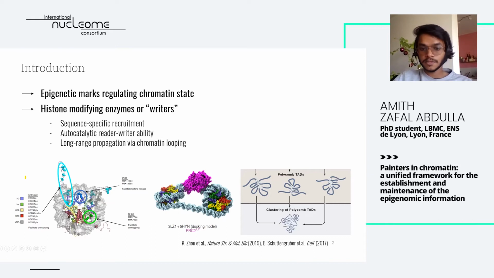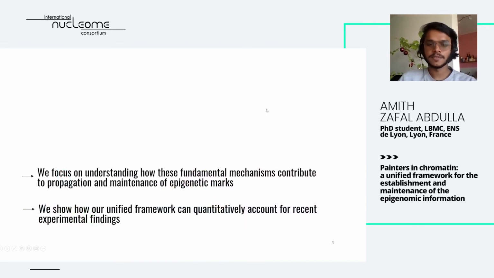The spreading process, like I said, happens in 3D, so it's not just in cis. Long range propagation can happen via chromatin looping. At the TAD scale, it can be between enhancer and promoter, due to enhancer-promoter interactions. Today we'll try to understand how these mechanisms contribute to spread and maintenance of epigenetic marks. And finally, we'll relate it to some of the recent experimental findings.